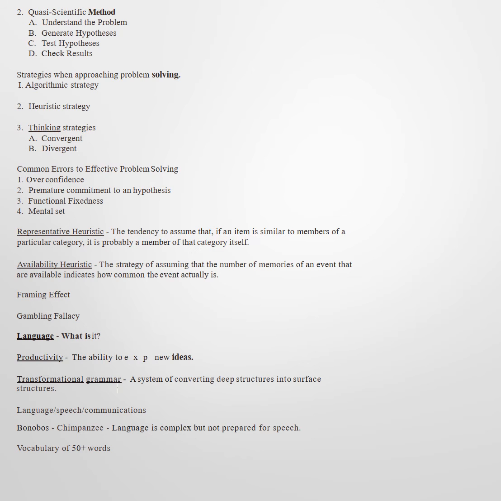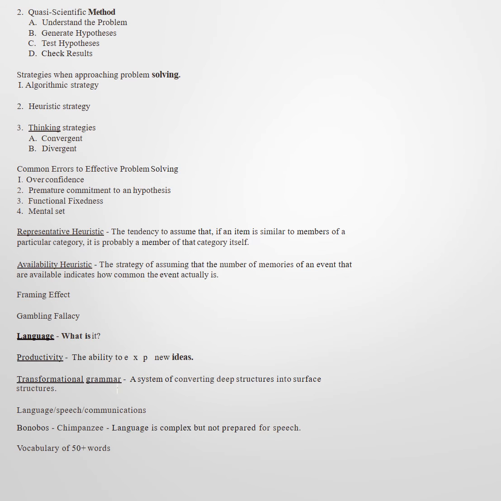So you can use a quasi-scientific method for solving a problem, which would be like doing a research experiment, understanding the problem, generating hypotheses, testing them, and checking the results. Some other strategies include an algorithmic strategy in which you look at every possible solution. The good news is that you will eventually come up with the solution. The bad news is that they can take all kinds of time and money generating all those different solutions.